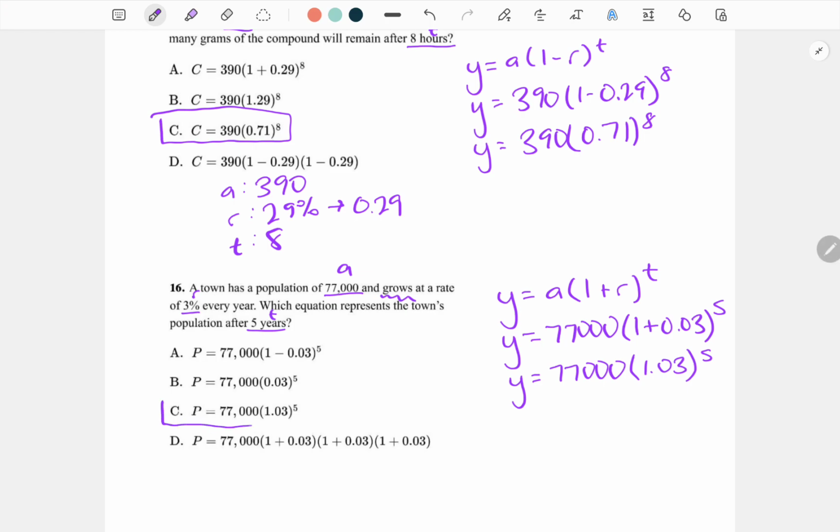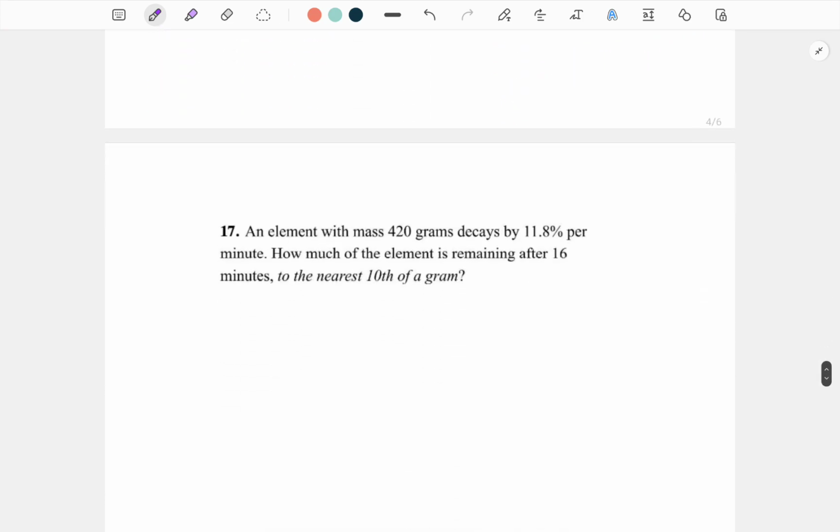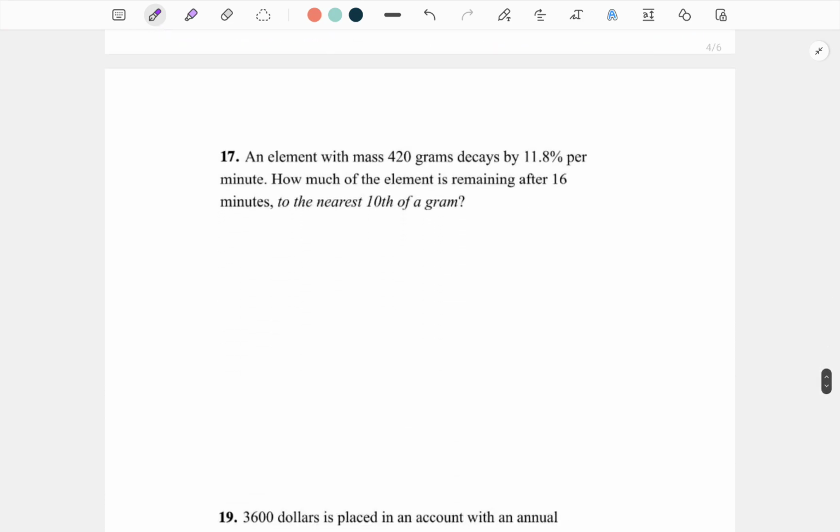So just be careful when you're looking, because see how that last one, it's to the third power. That's why that's not it. For B, it's 0.03, not 1.03. So that's why that's not it. And A, they were subtracting. And this is growth, so that's not it. So try to write the formula first, like fill in everything, and then look at your answer choices. That's my suggestion. And now for 17 and 19, there's no 18, we're going to actually solve it.